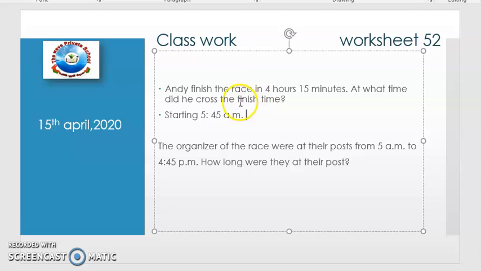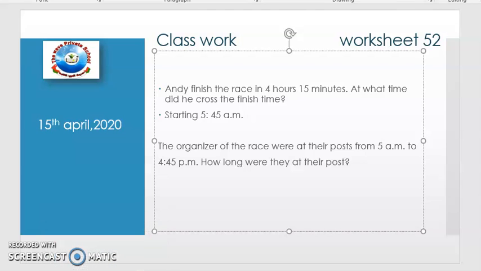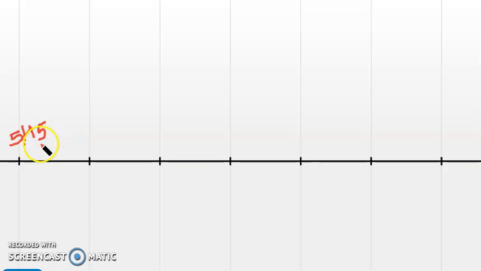Whenever we need to find the finish time, we need to add. You can add it directly, or you can use the number line format to solve it. Now see, the starting time is 5:45. From 5:45 we need to move 4 hours and 15 minutes, so we need to add 4 hours and 15 minutes to find the finish time. From 5:45, if I add 1 hour, it will be 6:45.